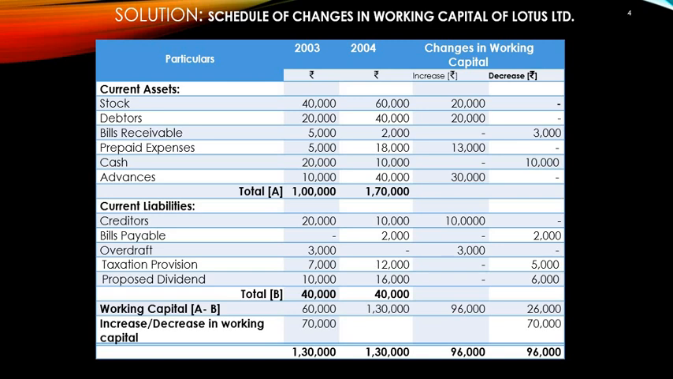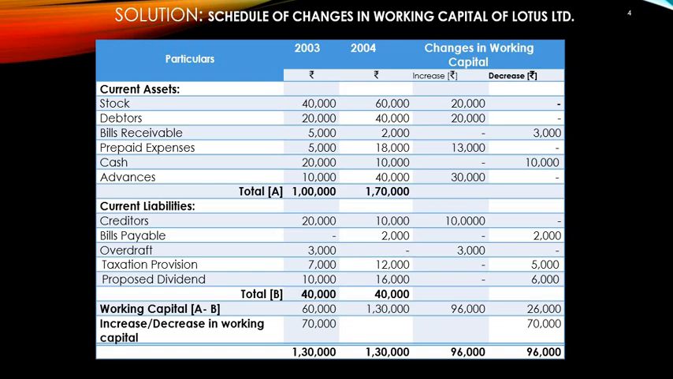So the total increased value of all current assets and current liabilities is 96,000, and the total decreased value is 26,000. So for increase or decrease in working capital, the increase is more, that is 96,000. So 96,000 minus 26,000 is 70,000. The final total will be 1,30,000, that is 60,000 working capital of the year 2003 plus the increase in working capital, 70,000. 60 plus 70 is 1,30,000 for the year 2003. For the year 2004, 1,30,000 only.